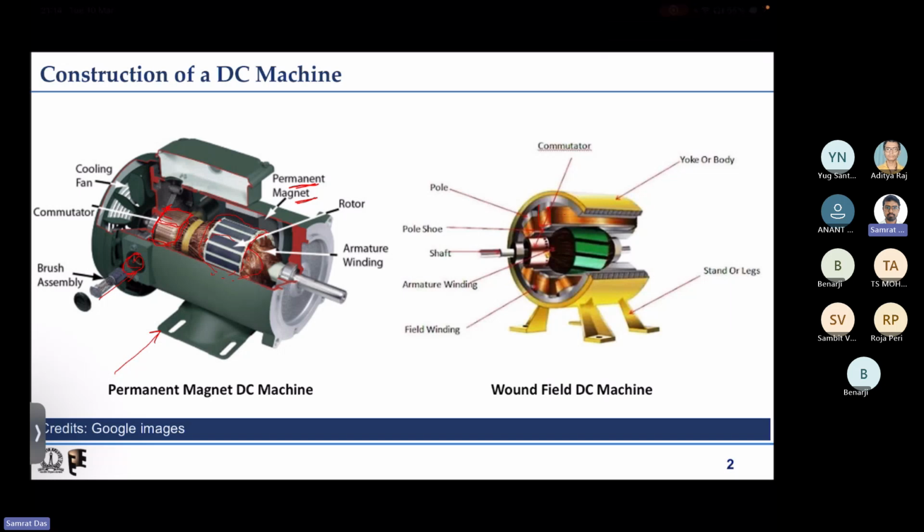This is a permanent magnet DC machine where the field is realized by permanent magnets, and on the right side you have a field winding on the stator. Because it is a copper winding, it is called a wound field DC machine.